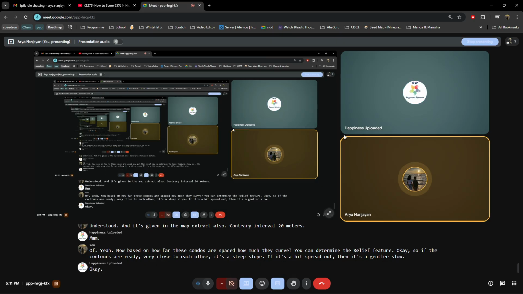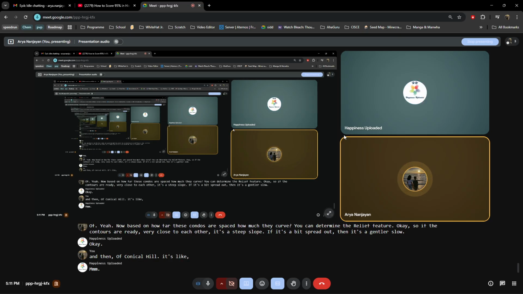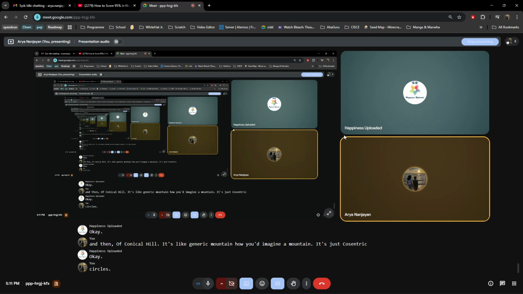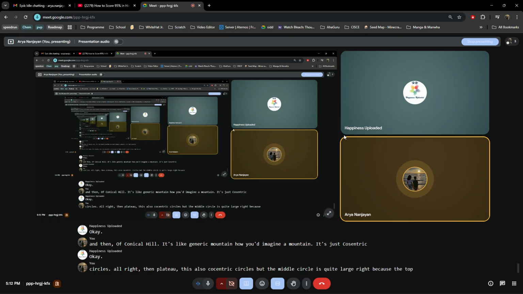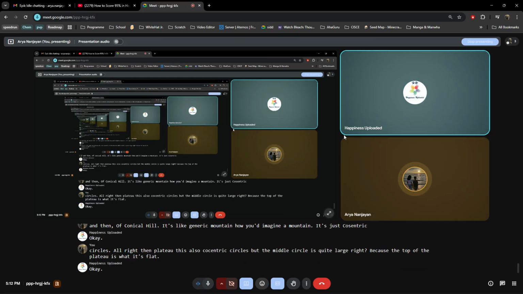And then conical hill. It's a generic mountain, how you'd imagine a mountain. It's just concentric circles. Then plateau. This also has concentric circles, but the middle circle is quite large, because the top of the plateau is flat. So that's a plateau.